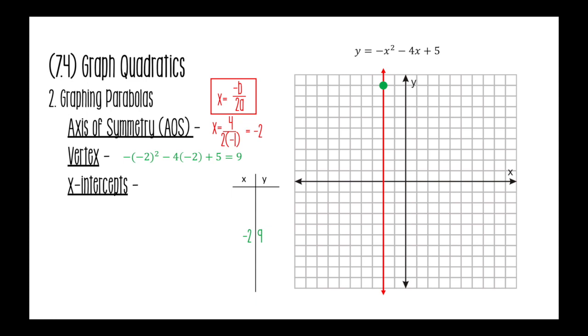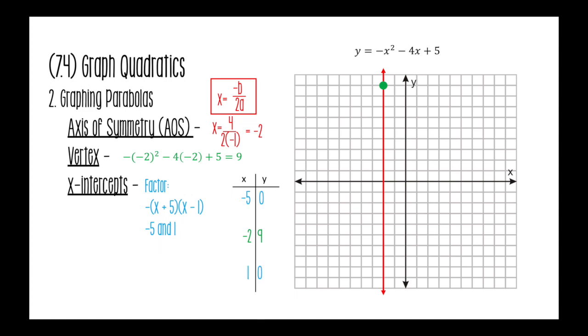Now from here with the x-intercepts, again, we want to start by GCFing a negative out. That's going to leave me with negative times the quantity x squared plus 4x minus 5. If I factor from there, I get x plus 5 and x minus 1. Setting each of those equal to 0 gives me solutions at -5 and +1.